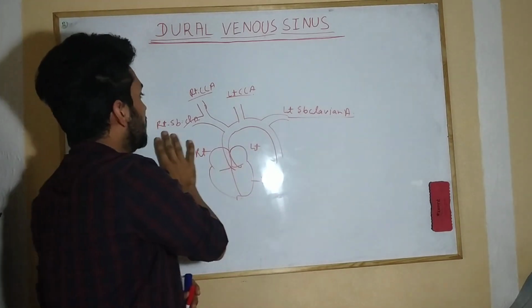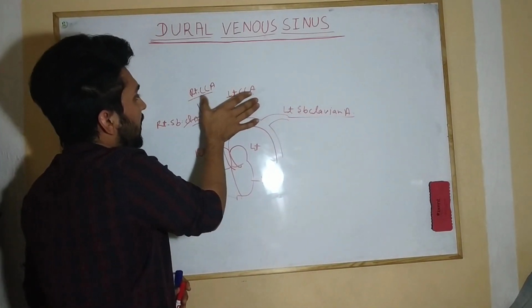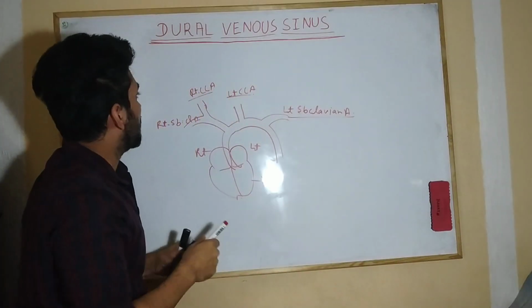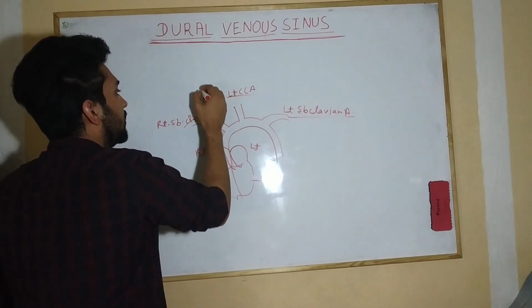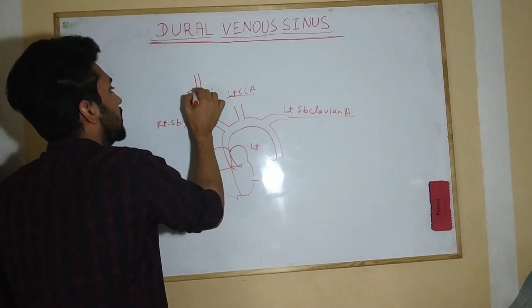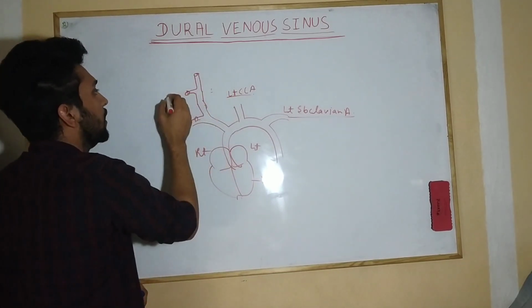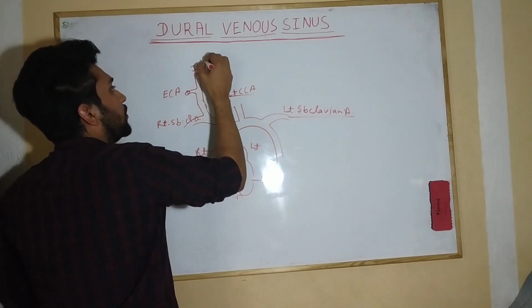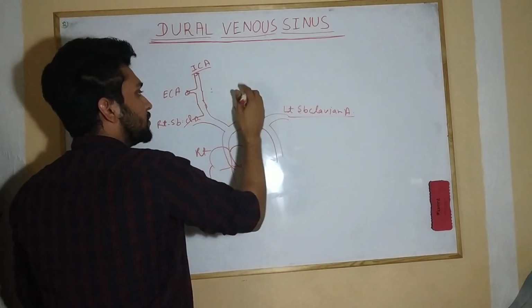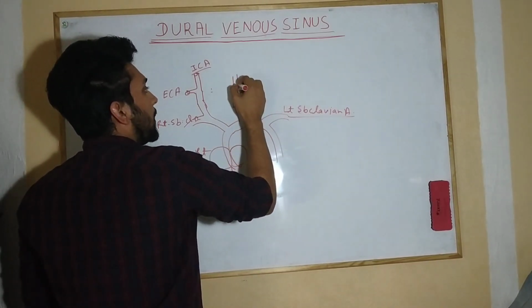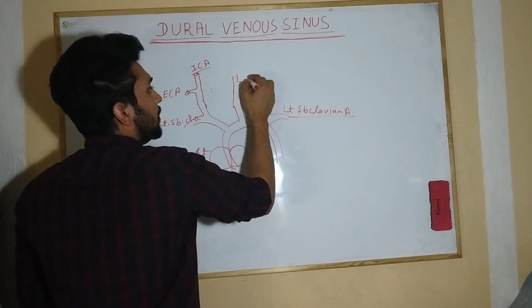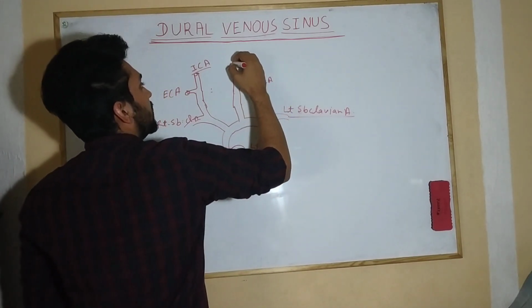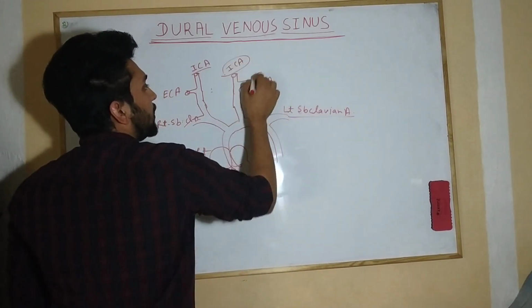But we are going to learn about the right and left common carotid arteries. Both are entering into our brain. These common carotid arteries will each further divide into two branches. One will be the external carotid artery, and the other will be the internal carotid artery. Both will divide like this, external carotid artery and internal carotid artery. Both are going to enter into the head.